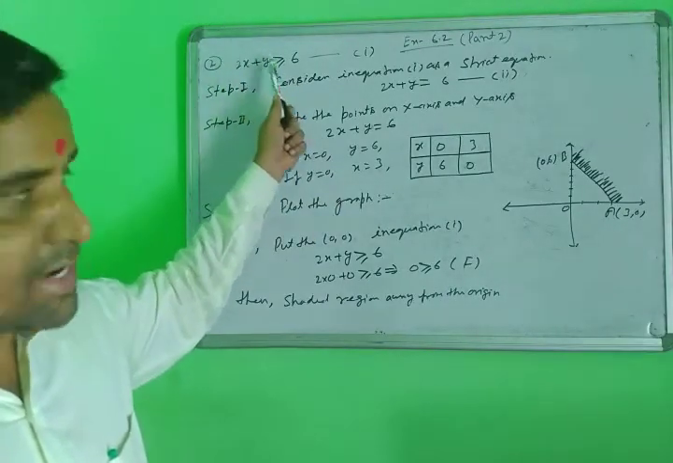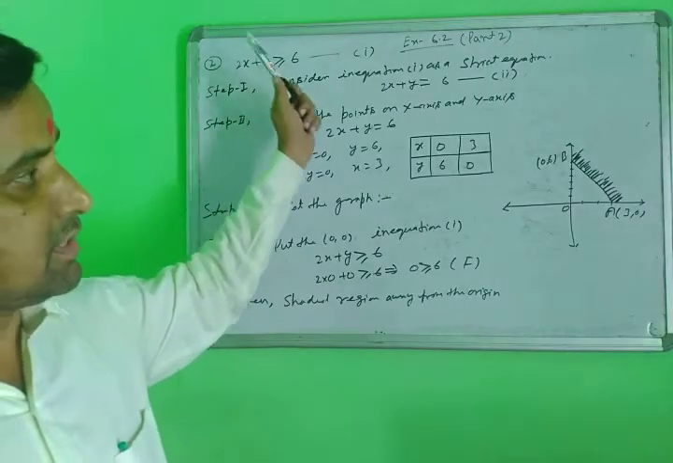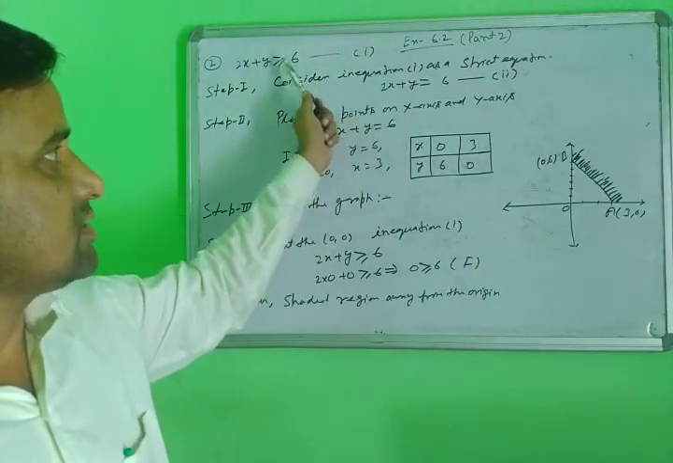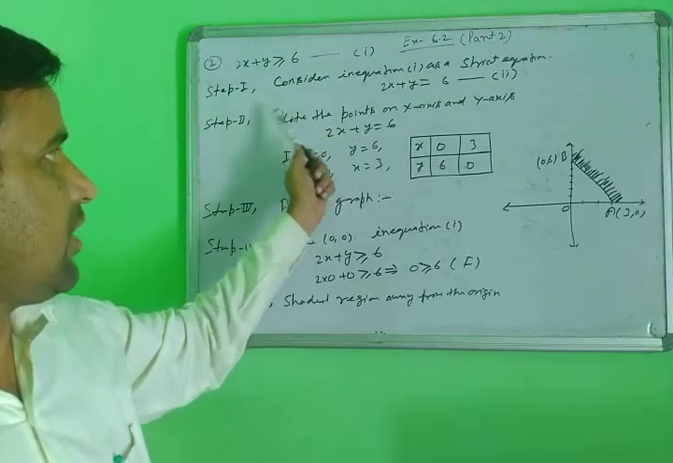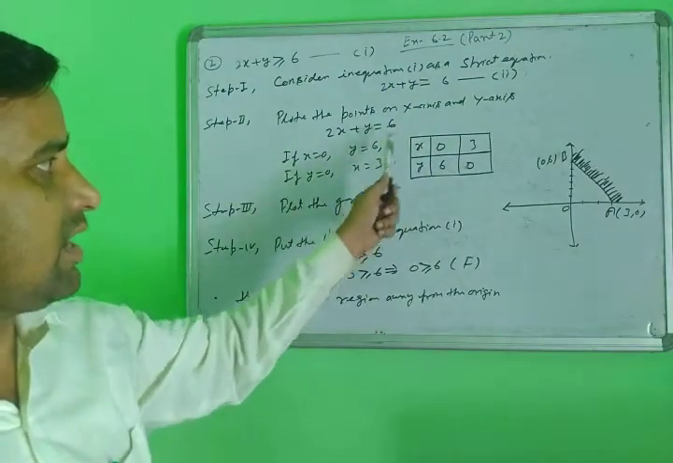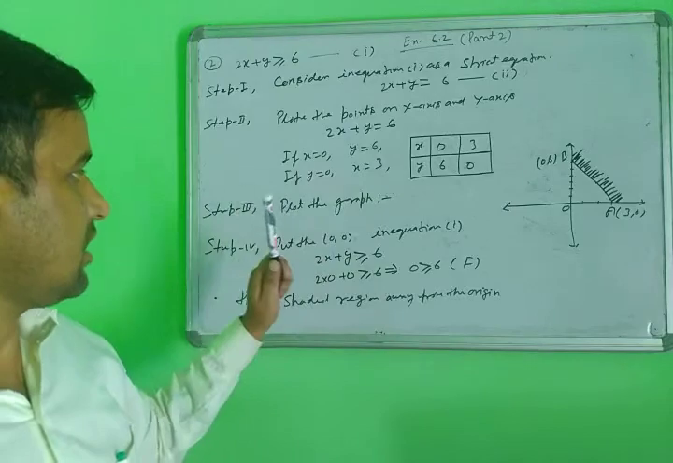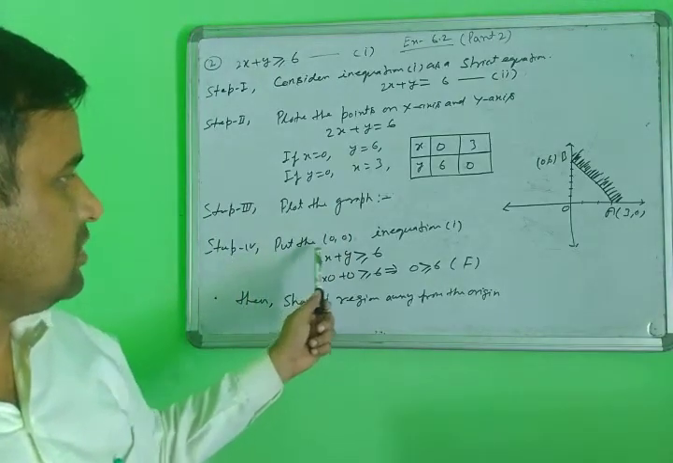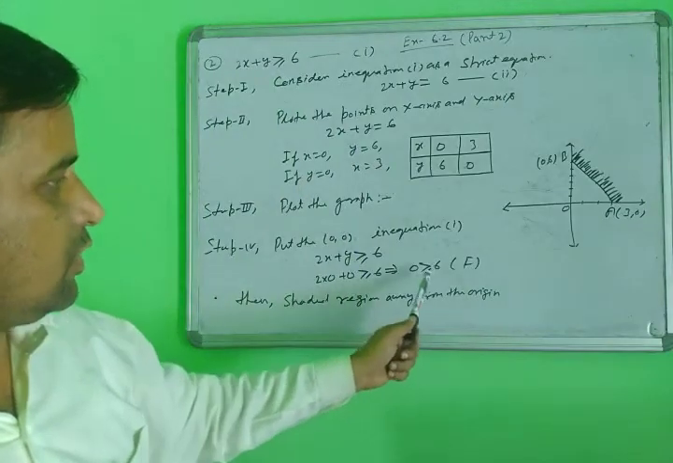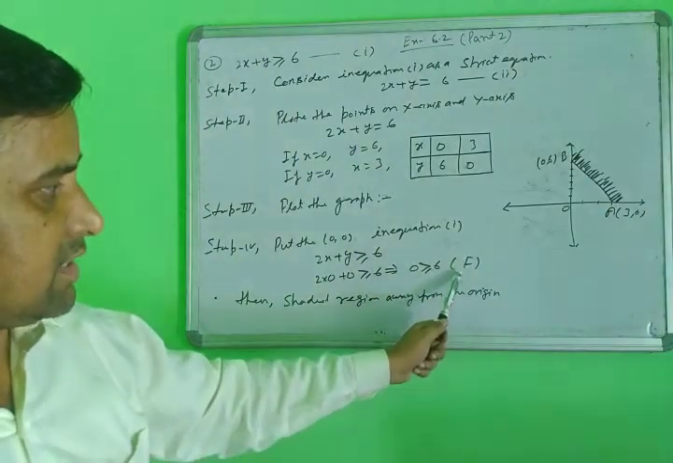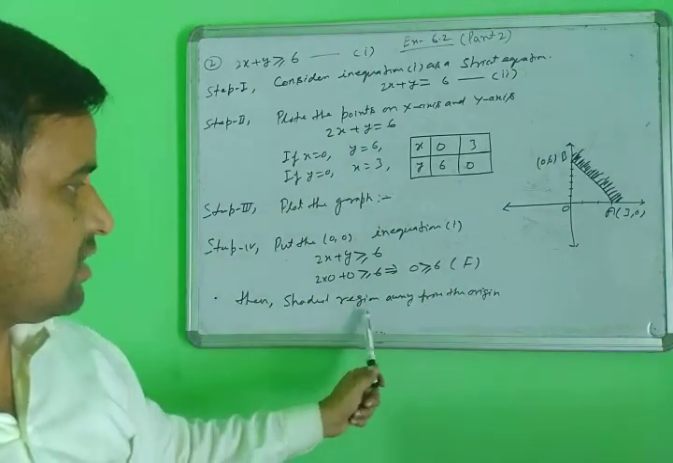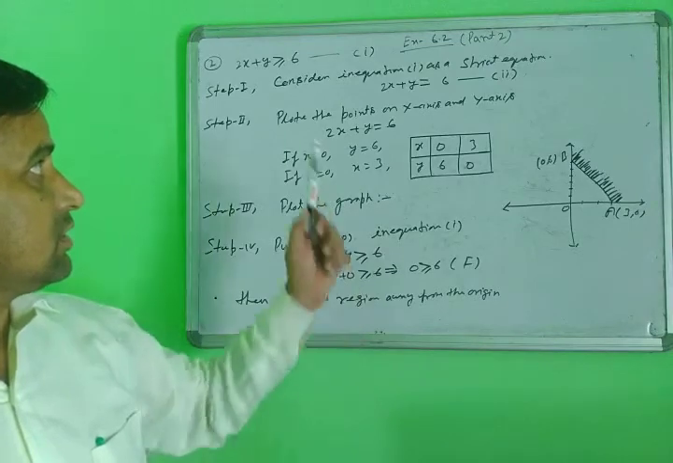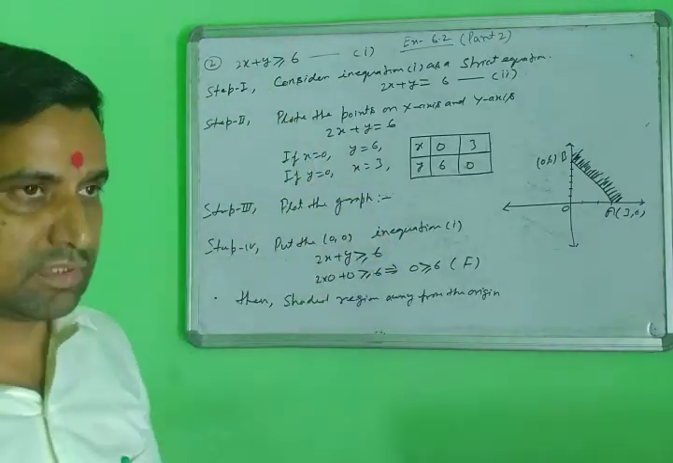Suppose you are given the condition greater than or equal to or less than or equal to, then always draw the dark line. After step second, you convert the inequation into a strict equation. After that, you find the points on the x-axis and y-axis and convert them into a table. Step third, plot the graph. Step four, put 0, 0 in the inequation and see what result comes, depending on the condition. If the result is false, the shaded region is away from the origin. This is the graphical method to find the solution of linear inequalities. Yes, note it down. Then next question.